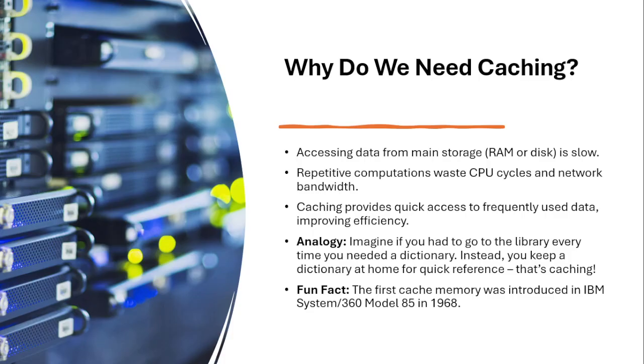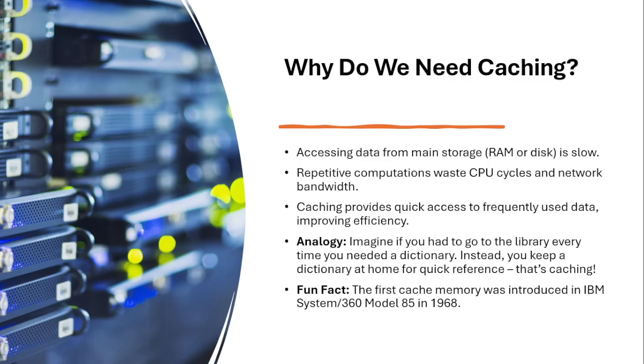Now we'll talk about why we need caching. To understand why we need caching, we first need to know what happens without caching. Without caching, the main issue is that accessing data from primary storage, whether it's RAM or disk, can be slow. Every time your CPU needs data, it has to fetch it from main memory, which takes time. Retrieving data from cache takes nanoseconds, from RAM takes microseconds, and from disk takes milliseconds. That's a huge difference in computing terms.